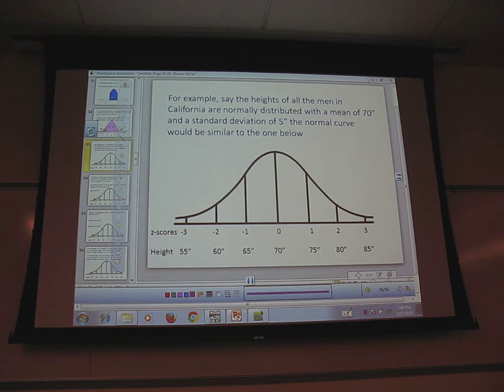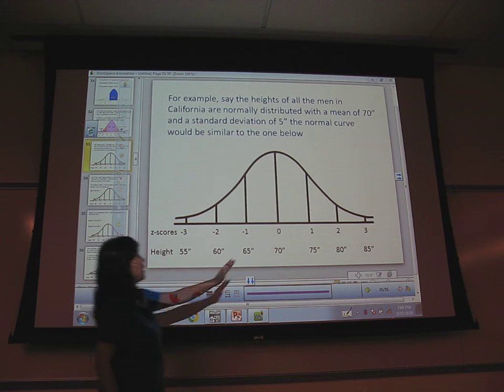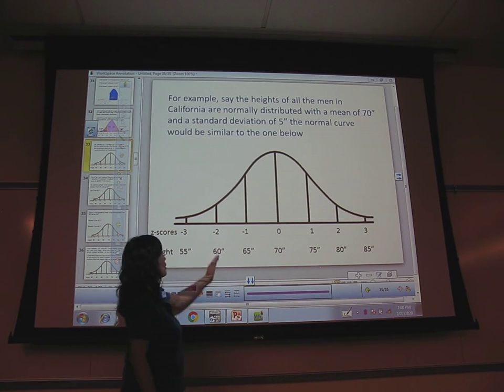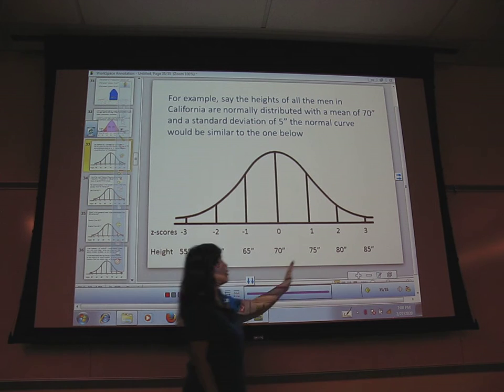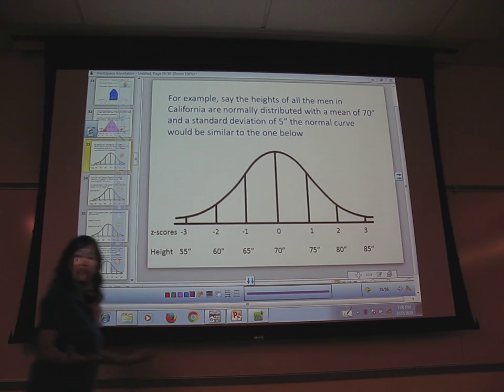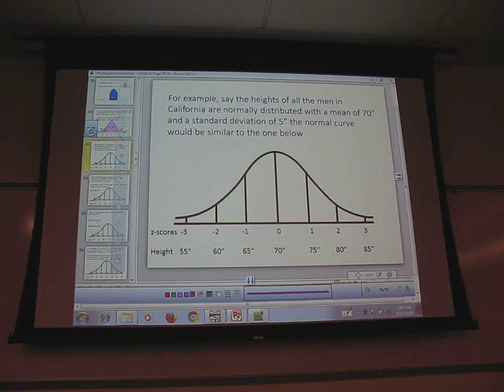For example, say the height of all men in California are normally distributed with a mean of 70 inches and a standard deviation of 5 inches. And the normal curve will be similar to the one below. Right, 70 in the middle, 65, 60, 55 out this way. So it would look kind of like that. Does it make sense to people? Each one of these is a standard deviation.